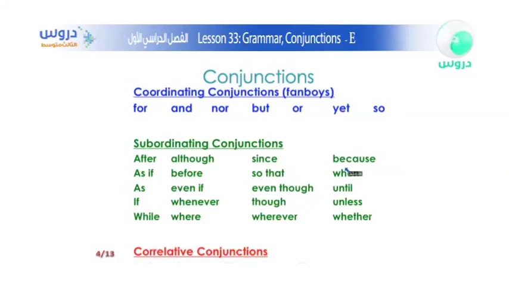Wherever, because, when, until, unless, whether. Okay, what about the correlative conjunctions? Both and, neither nor, either or, not only but, whether or not. So, can you give me a sentence using correlative conjunctions?